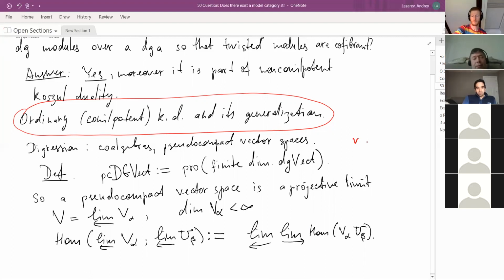So first of all, let me introduce the notion of a pseudo-compact, PC, differential graded vector space. What is this? We take the category of finite dimensional differential graded vector spaces, and then we take its pro-category. In other words, projective limits of finite dimensional vector spaces. Any category has a pro-category. So a pseudo-compact vector space is then a projective limit, like so, and morphisms between two such projective limits are given by this formula.